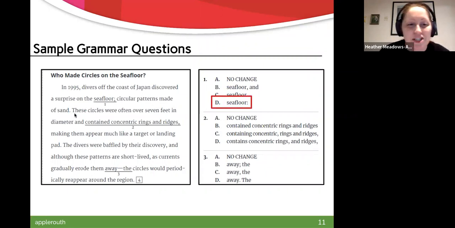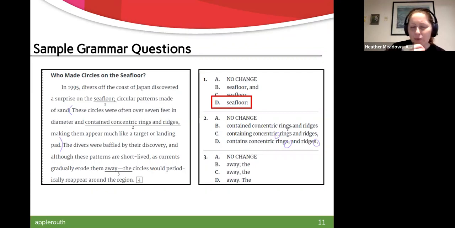Okay, now we look at this next question, right? So these circles were often over 7 feet in diameter and contained concentric rings and ridges, making them appear much like a target or a landing pad. If we look at these answers, the only thing we have to decide about is all these commas. Where do we want commas? Do we want one here? Do we want one here? What about here? We also have the word contain changing a little bit, but let's focus on the grammar first.